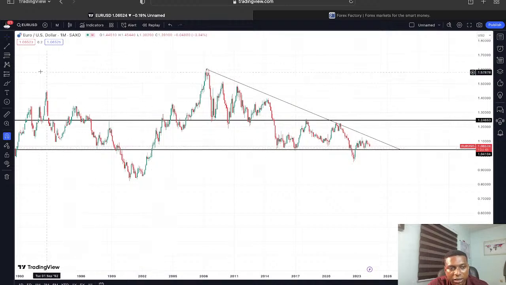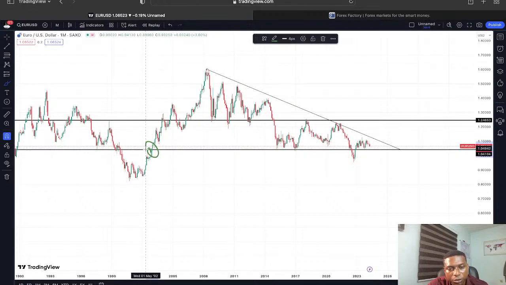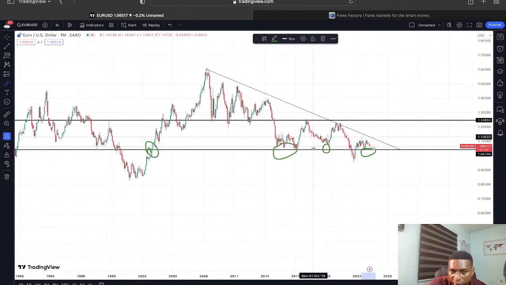As you can see, price broke out of this level, went up, came down to that same level here, went up, came down again to that same level, and currently price is rallying at that same level. This level is a support level, and also poses huge significance.